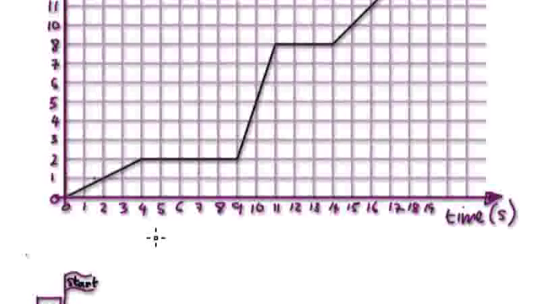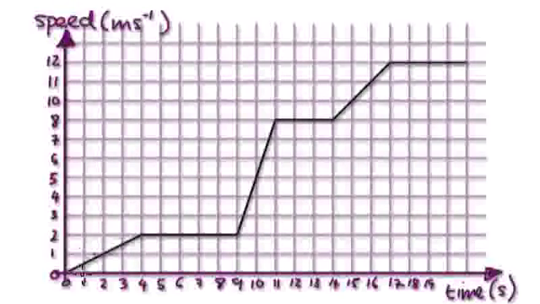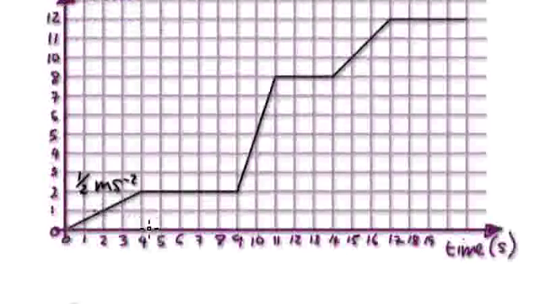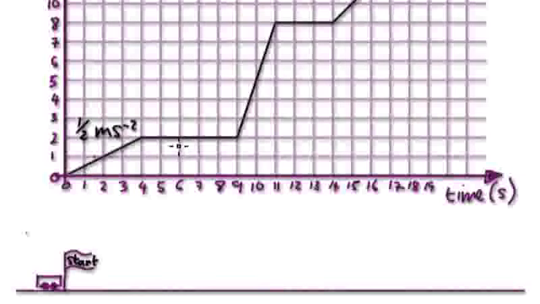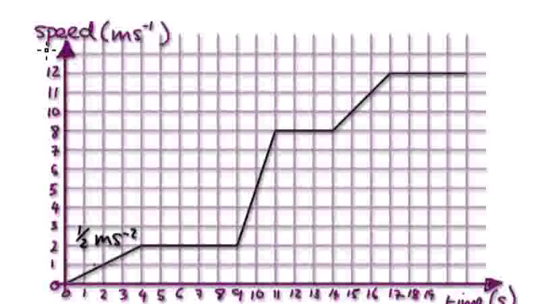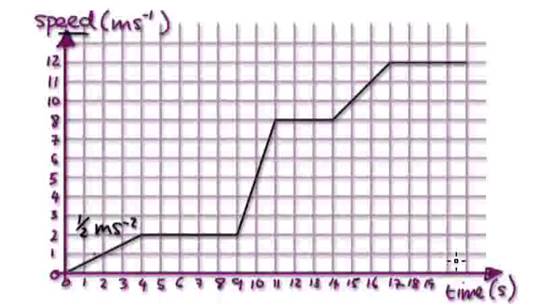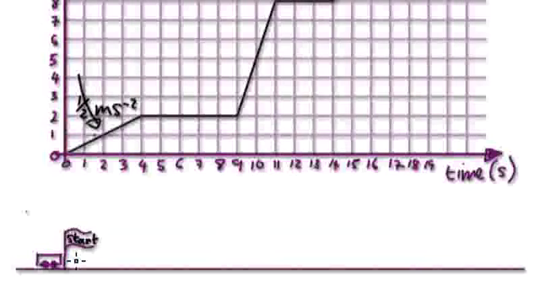So between 0 and 4 seconds, the acceleration is a half meters per second squared. Just accept that when you're given a speed time graph, the gradient, the steepness, represents the acceleration, because there's a change in speed. There's an increase in speed, so there's an acceleration. The minute your dad puts his foot on the accelerator, that means there's an acceleration.